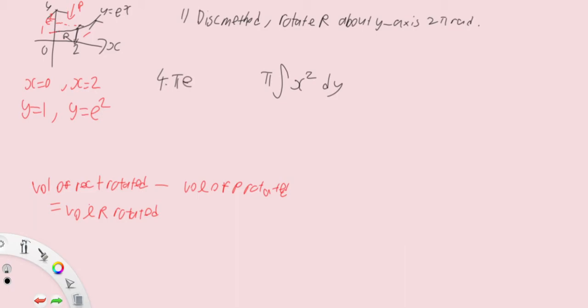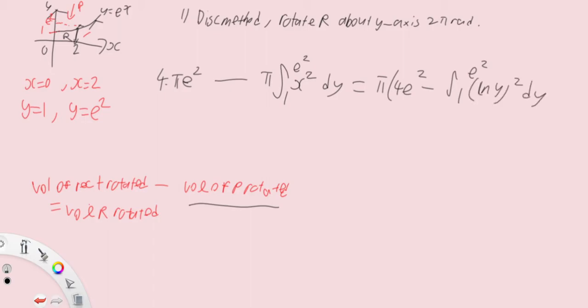All right. Now we find the volume of the rotated region about the y-axis. So again, we have pi x squared dy. The limits are 1 and e squared. Now we solve. Factorizing out pi, we have 4e squared minus the integral from 1 to e squared of x squared, which would be (ln y) squared dy. Because if you have y equals e to the x, you take the ln, you get ln y equals x.